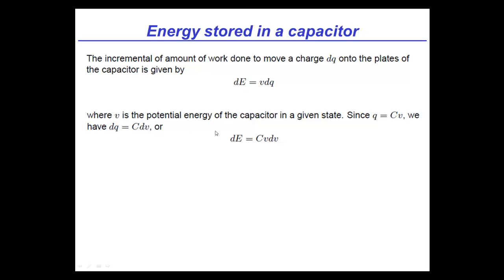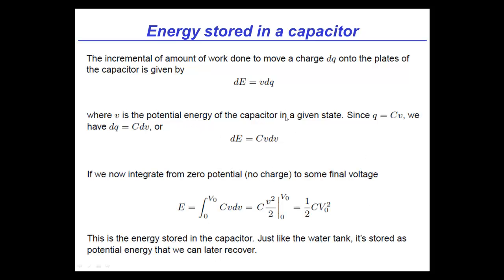So we can take this equation and substitute into the top equation, and we get dE, the incremental change in energy, is equal to C times V times dV. I foresee you are about to integrate to get the total energy in a capacitor. You have great insight. Maybe it's because you've seen these slides before. So anyway, let's proceed and put this together.